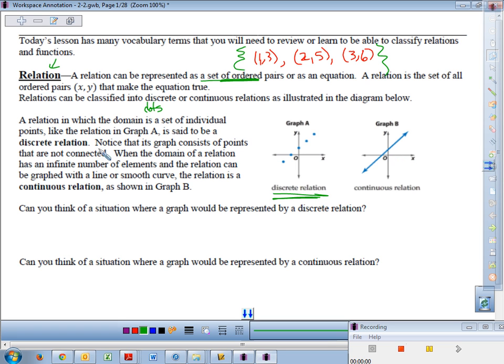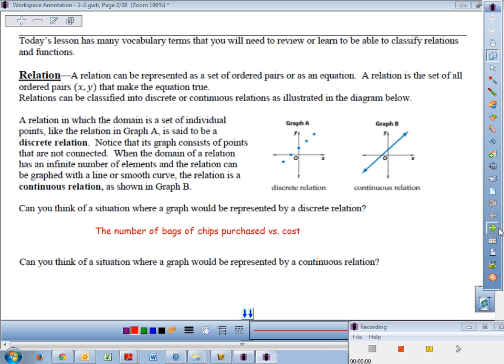Okay? So, while we're kind of doing that talk, let's think of some situations. Can you think of a situation where a graph would be represented by a discrete relation, meaning only dots? Well, since we're kind of in a crunch for time, what do you think about this? The number of bags of chips you could purchase versus how much it costs. That is discrete. I'll let you write that down, so pause the video and get that written down. Why would the number of bags of chips purchased versus the cost end up being nothing but dots on the graph instead of connecting them together? Any ideas?